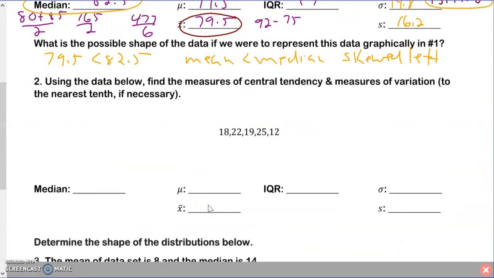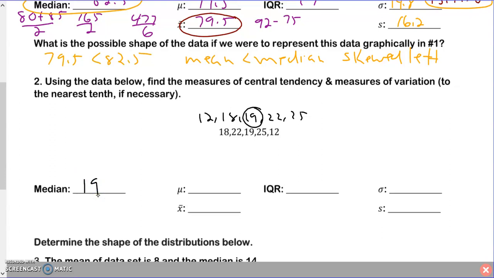So again, the very first thing we always do whenever we get a set of data is put them in order from least to greatest. So that's what I'm going to be quickly doing right now. Now this time I see that I have 5 data points. So the median is super easy. It's just going to be 19.